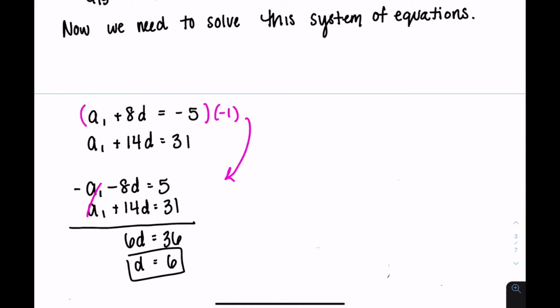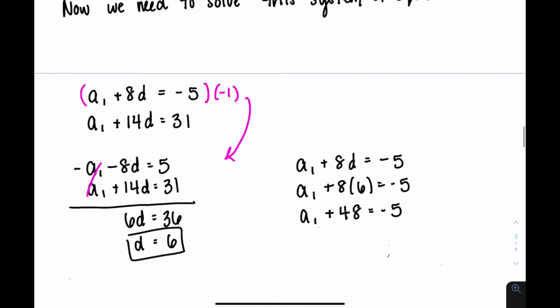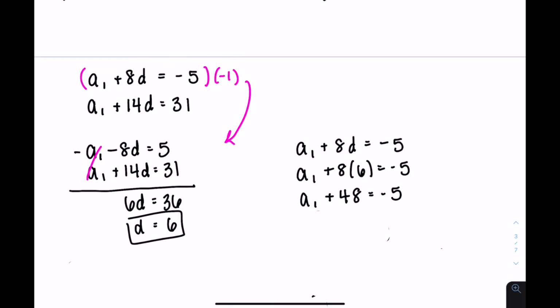So now I know my common difference is 6. Now I can utilize this in either equation to find a1. So I'm going to just use the first one, plug in that d is equal to 6. And so we get a1 plus 48 equals negative 5. So my value of a1 is negative 53.